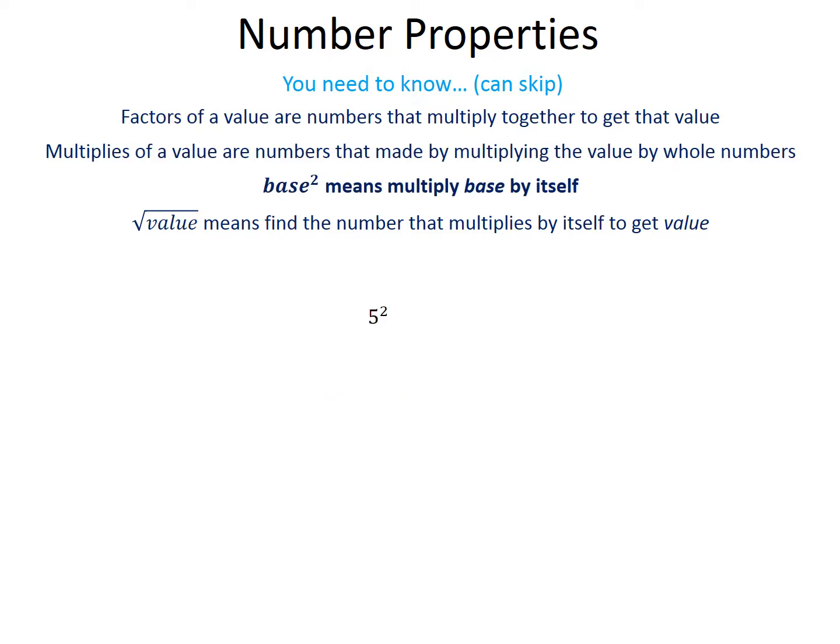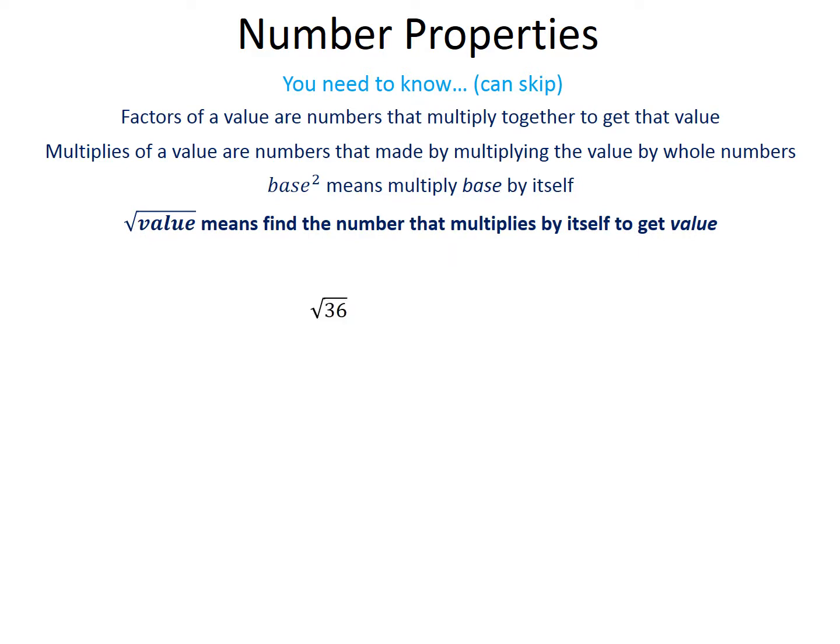The next one is to do with squaring, and that's when you've got the little number 2 up the top here. And so this is the same as 5 times 5, which is just the same as 25. So anytime you've got a number with the little 2 up the top, it just means multiply that number by itself. And finally, we have square rooting, and when you see that square root sign that looks like this, it means find a number that multiplies by itself to get whatever's inside the square root sign. And so in this case, it's going to be 6, because 6 times 6 is 36. So if I'm looking for the square root of 36, I say it's just equal to 6. And so square rooting is the opposite of squaring.